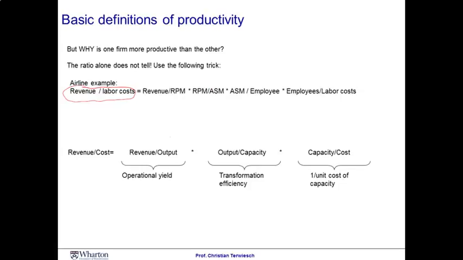Now you might be scratching your head here a little bit, but at least you will hopefully agree with me that mathematically this equation is true. After all, this term cancels against this term, this term cancels against this term, and this term cancels against this term, and we are back to the initial expression. Now what is the benefit of writing the equation this way? It reminds us that there are multiple things going on that are all driving the labor productivity.